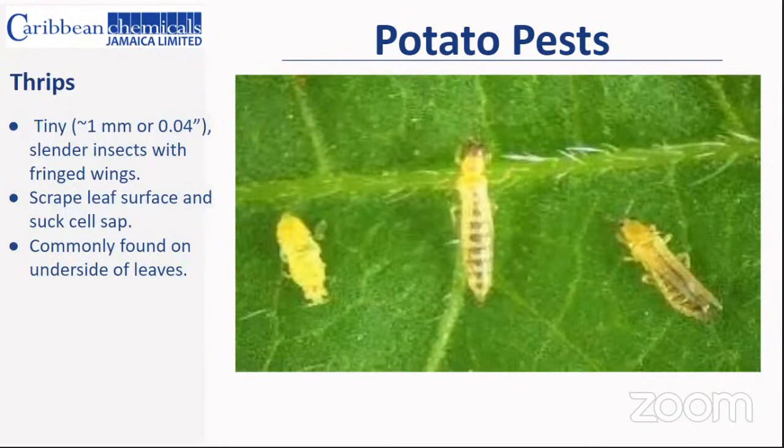Next up, we have thrips. Now, a lot of farmers see thrips in action, but think it is whiteflies and mix up both, because they're both very small and both feed aggressively on plants and have a similar kind of behavior in terms of staying on the underside of leaves and flying once they are disturbed. What they do is scrape the leaf surface and suck on the cell sap. So similar to how the aphids feed on the sap, these pests also feed on the sap.